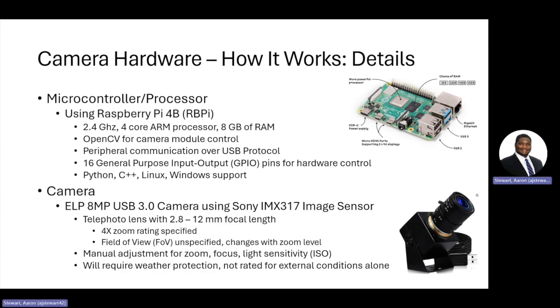As for manual adjustment for the zoom, the focus, and the light sensitivity, otherwise known as the ISO, the lens itself is only adjustable by hand. Software cannot control it without extreme amounts of engineering and precision. So for this application, we're just going to be setting it and forgetting it, to put it simply. And this camera module is not rated for external conditions by itself, so it will require weather protection in the form of a casing. That will also be discussed later on in the PowerPoint.